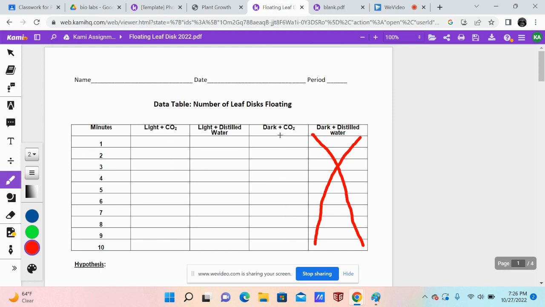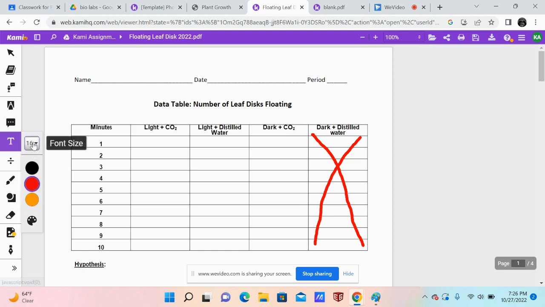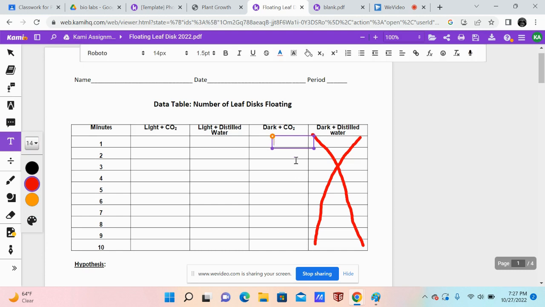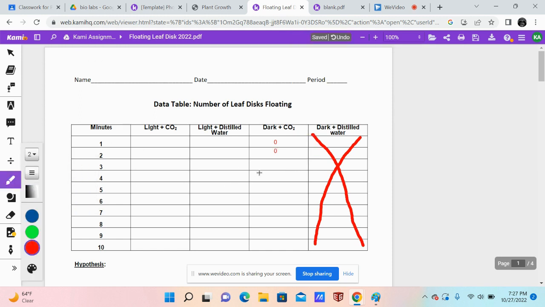This one was no light, dark, but there was CO2 in the water. And on this one, we got 0. So after 1 minute, 0 were floating. After 2 minutes, 0 were floating. And after all 10 minutes, 0 were floating. So you can either keep going 0, 0, 0, 0, or you can just draw an arrow. It's 0 all the way down. None of the leaf discs floated after 10 minutes.